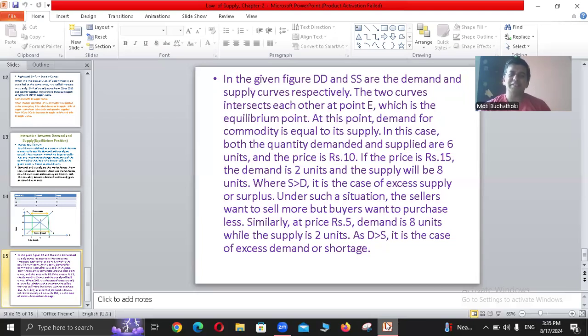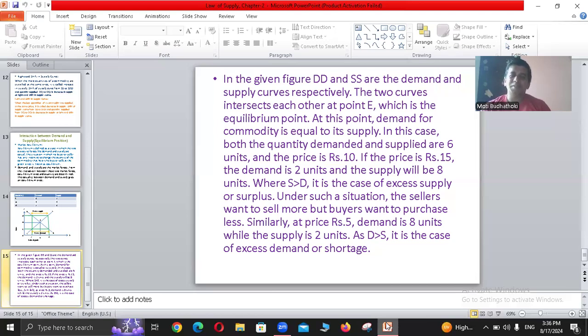If the price is ₹15, the demand is 2 units and the supply will be 8 units. Where supply is greater than demand, it is the case of excess supply or surplus supply. Under such a situation, the sellers want to sell more, but buyers want to purchase less due to the lack of resources, due to the expensiveness of the goods.